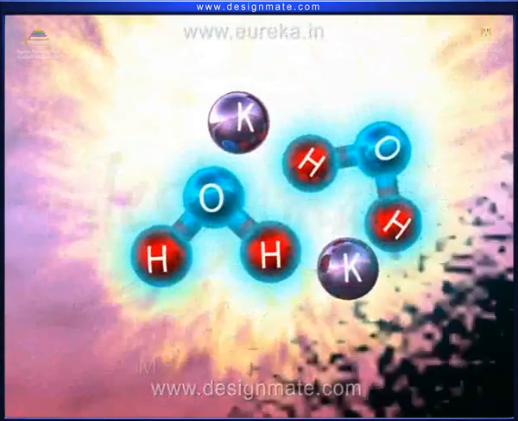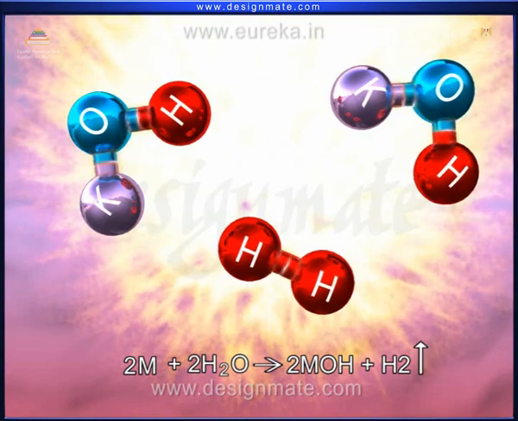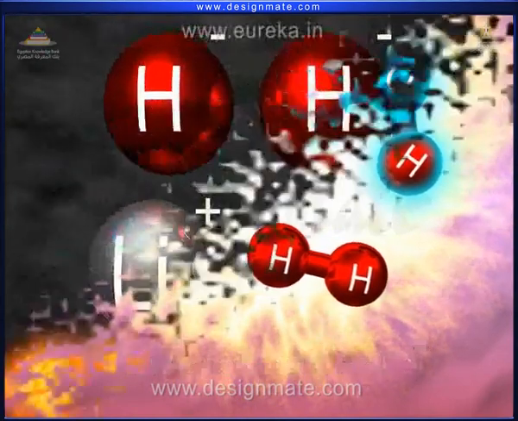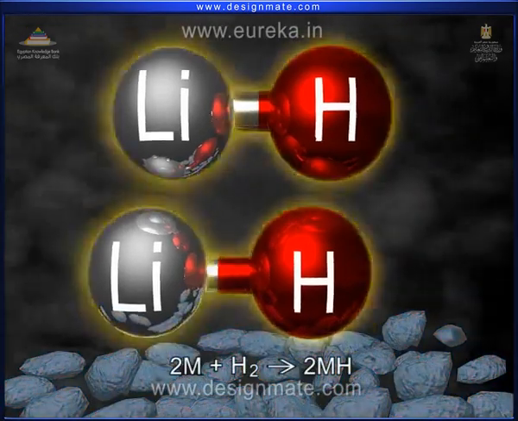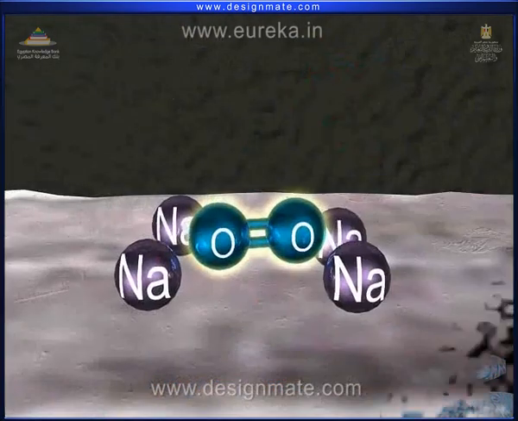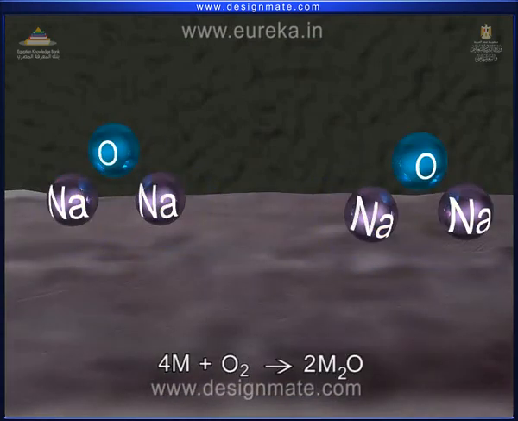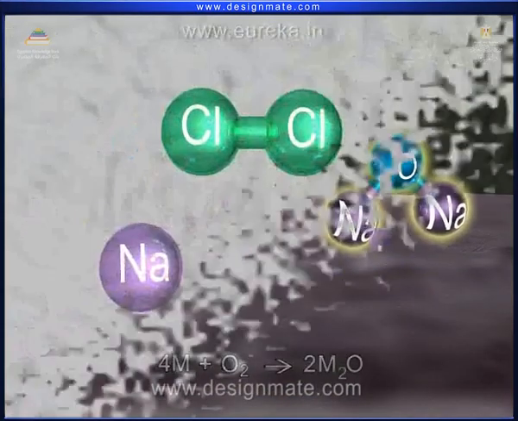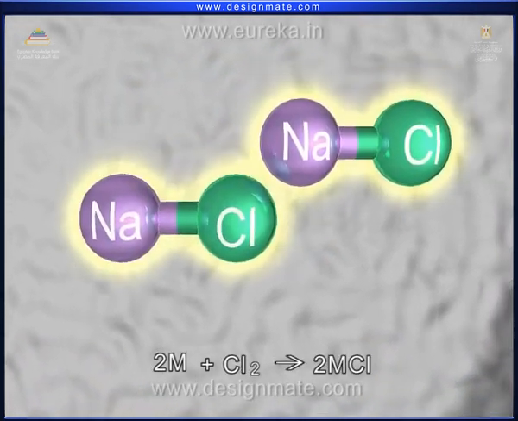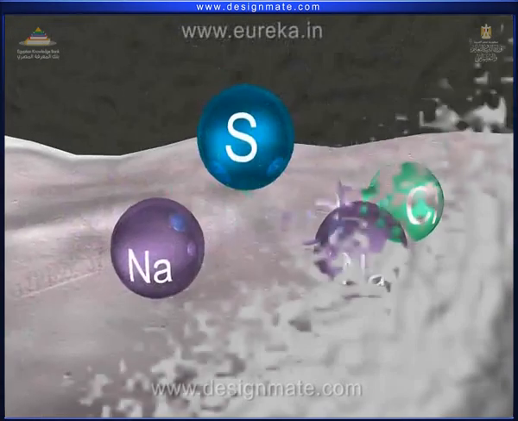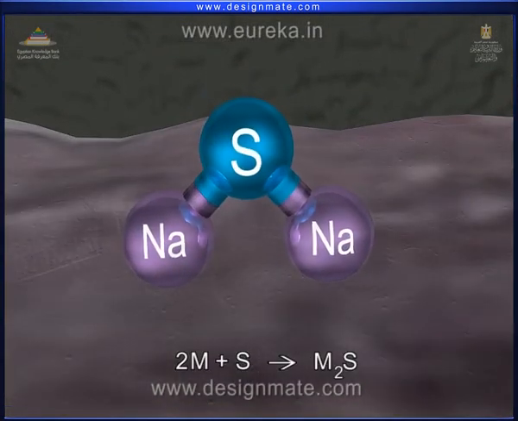Summary: alkali metals react with water to produce their respective metal hydroxides. They also react with hydrogen to give their respective metal hydrides. When alkali metals react with oxygen, they form their respective metal oxides. Alkali metals also react with halogen to form their respective metal halides. Alkali metals, on reaction with sulfur, form their respective metal sulfides.